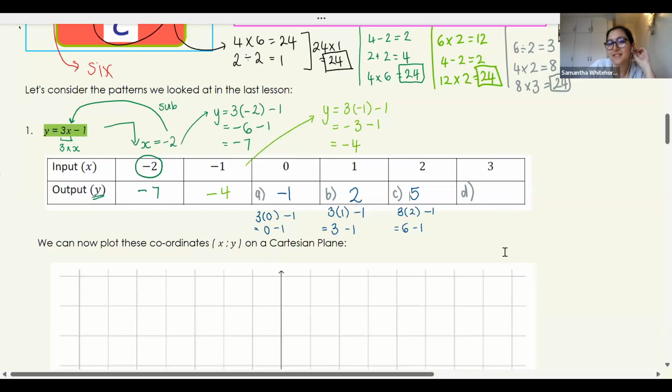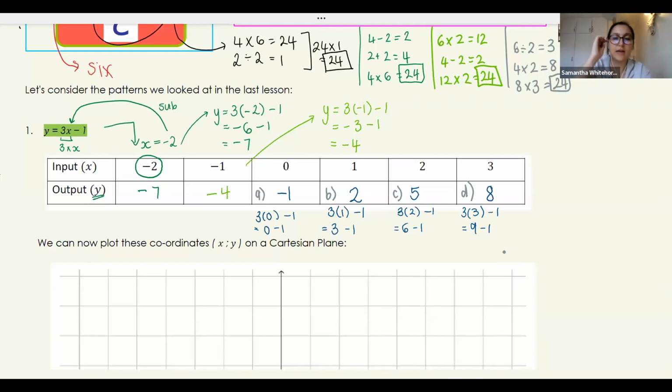Hello, ma'am. The first thing I did was I substituted the value x with the term 3, and then I said 3 times 3 was 9, minus 1 equals 8. Perfect. Well done. And again, very nice explanation. We are substituting. That is how we get our output values.